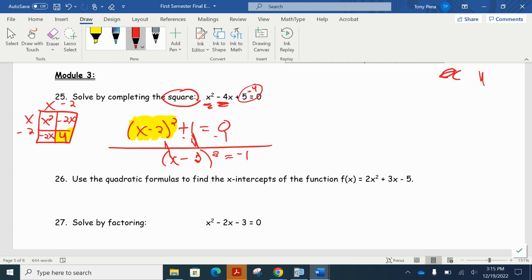All right, and then once we have this isolated, this is when we started doing our square root. So we would do the square root of both sides. So x minus 2 squared, and then we're taking the square root of that. The square and the square root cancel, gives us x minus 2. We also have to do the square root on the right-hand side. Notice how we're taking the square root of a negative number.